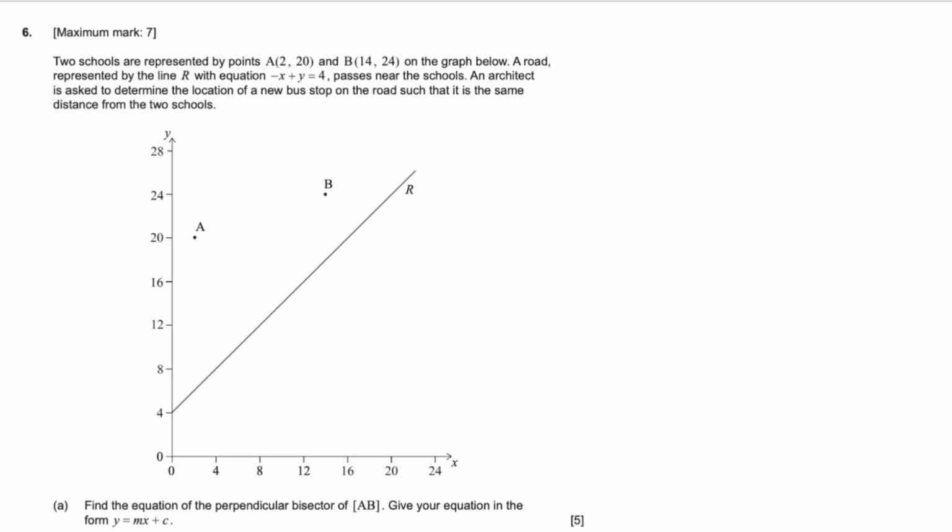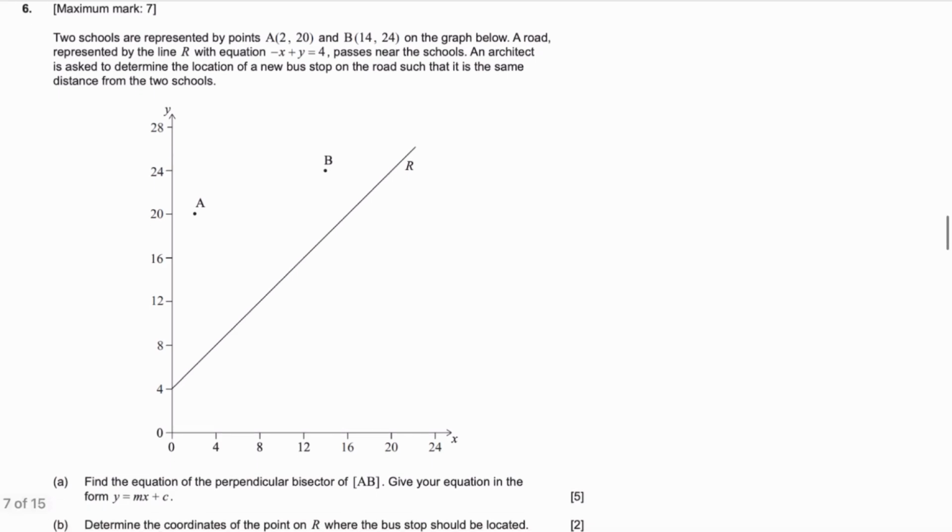We're continuing with May 2021, Paper 1, Timezone 2, question number 6. Two schools are represented by points A and B on the graph below. A road represented by the line R with the equation -x plus y equals 4 passes near the schools. An architect is asked to determine the location of a new bus stop on the road such that it is the same distance from the two schools.